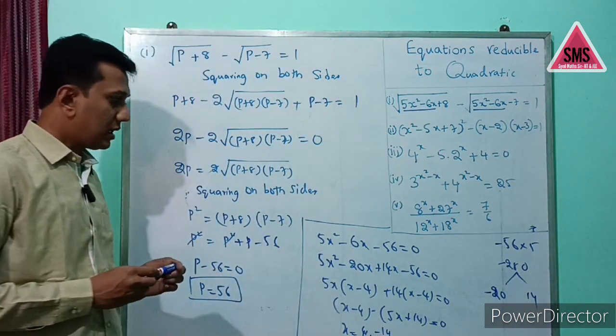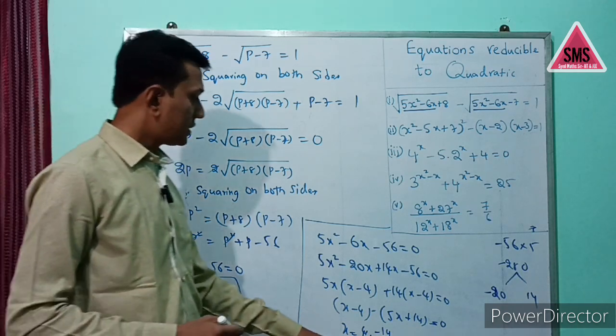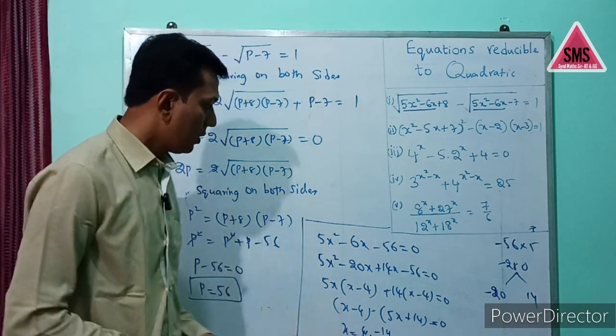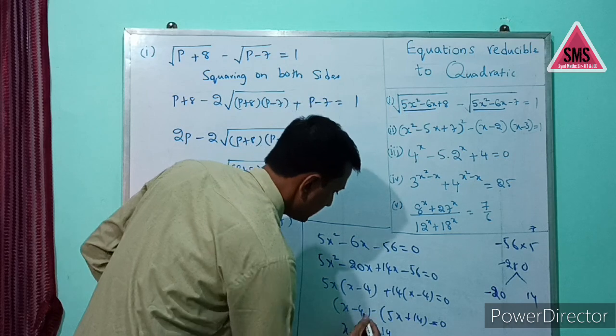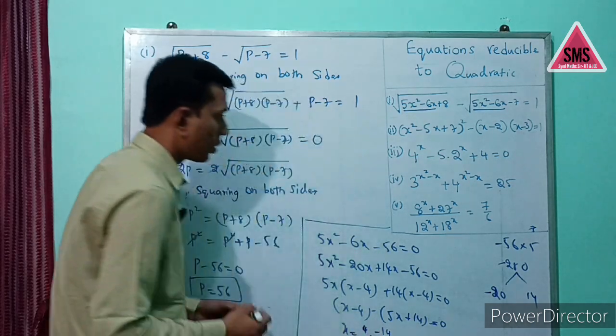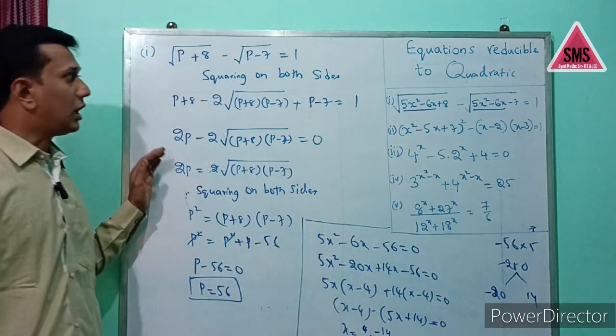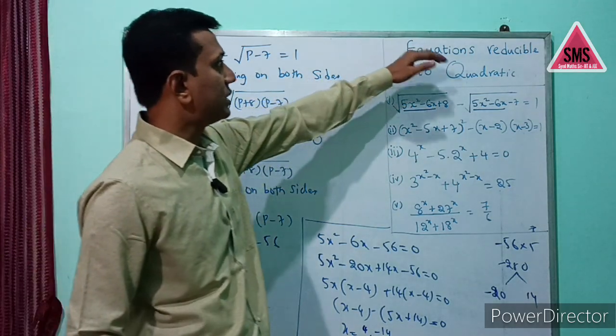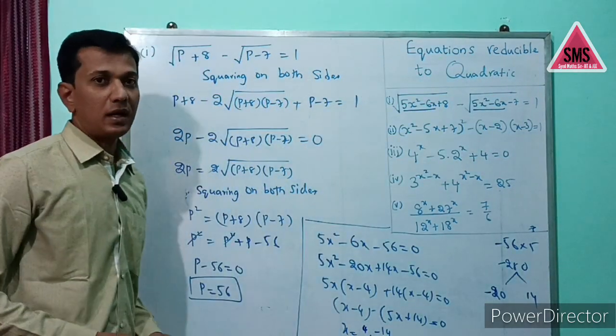So this is the solution. x equals 4 and x equals minus 14 by 5 are the roots of this equation. This is how we have to simplify the given equation reducible to quadratic.